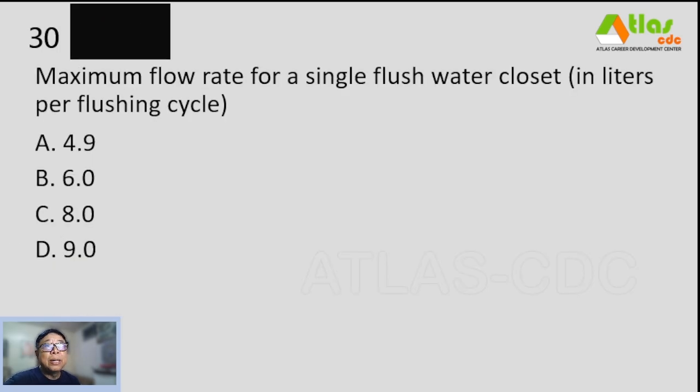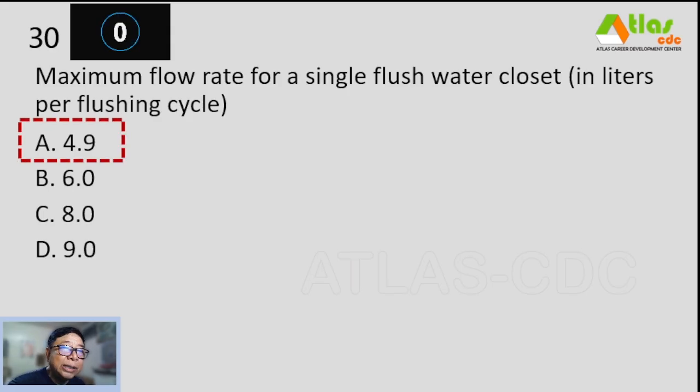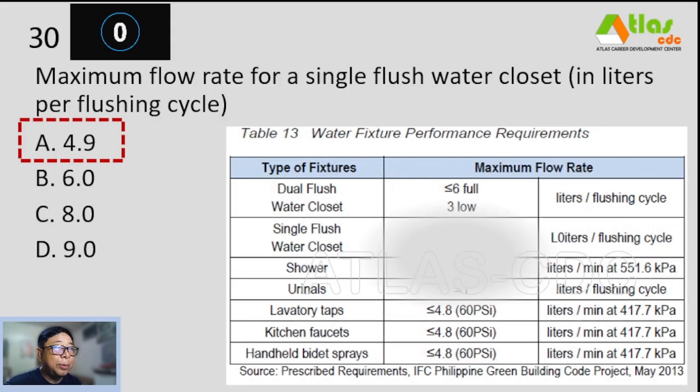And lastly, number 30, maximum flow rate for a single flush water closet in liters per flushing cycle. A 4.9, B 6, C 8, and D 9. And our correct answer is letter A, 4.9. So this is as per the Philippine Green Building Code.